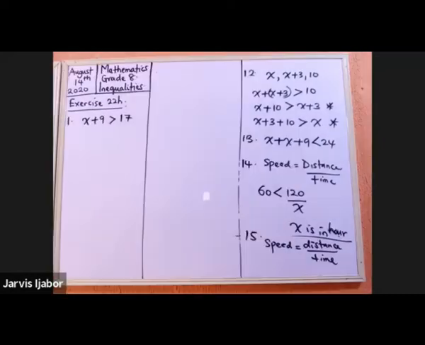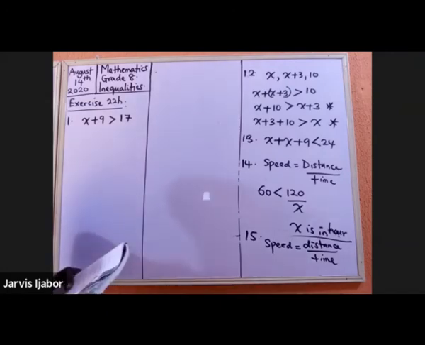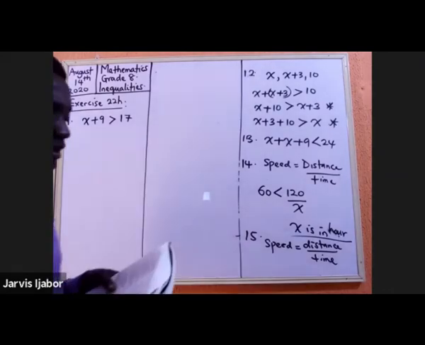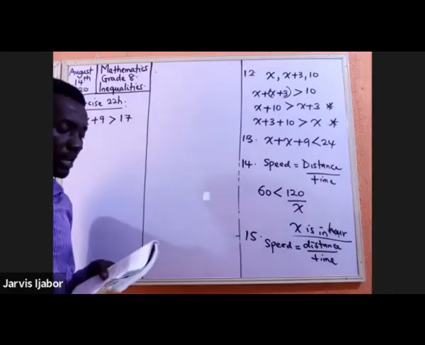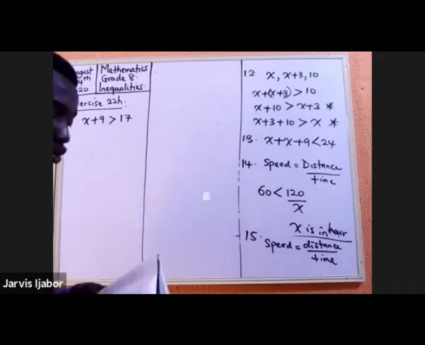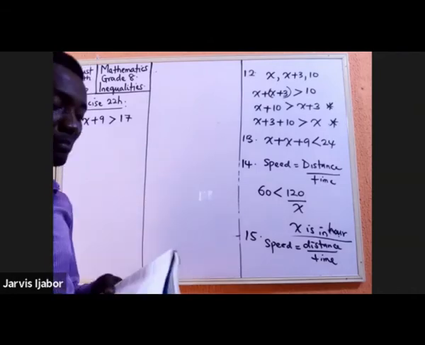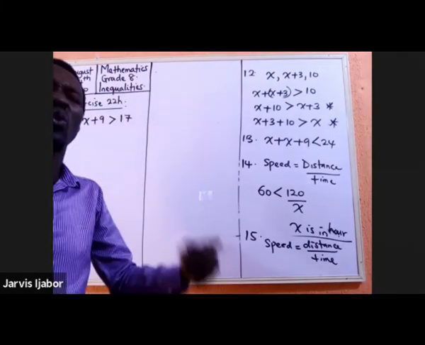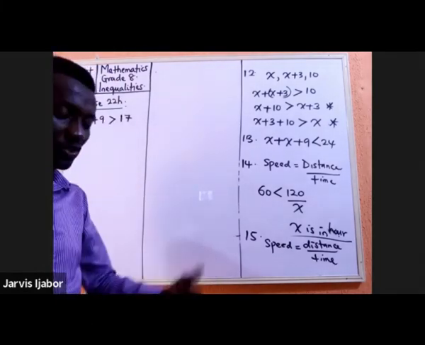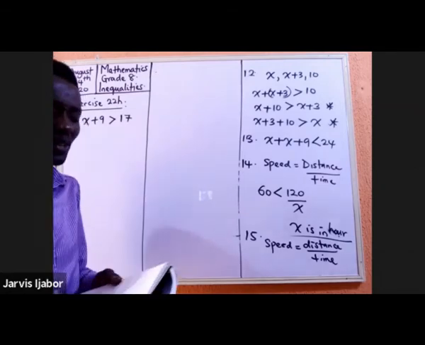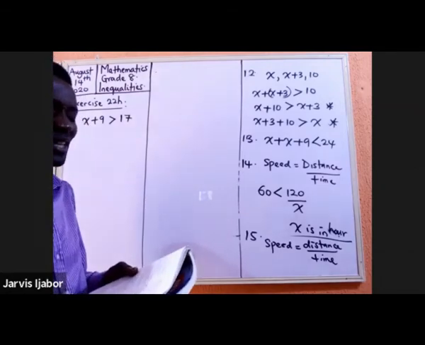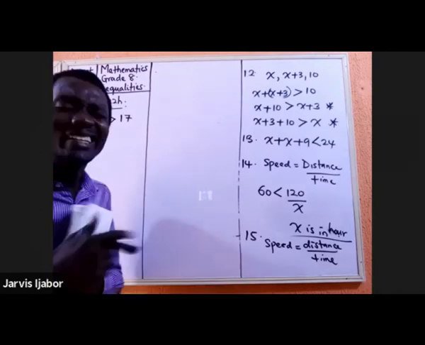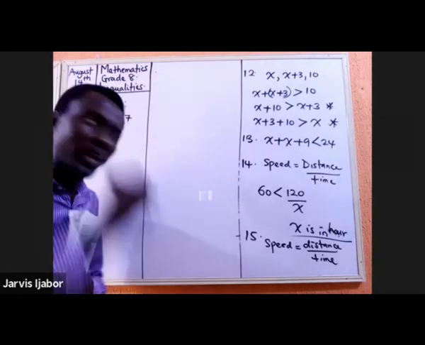All right, so I'll read the question and I'll answer them. Exercise 22H, question 1. In each question, the instruction is: first make an inequality, and then solve the inequality. Number 1, if 9 is added to a number, the result is greater than 17. Find the range of values of x. Good.